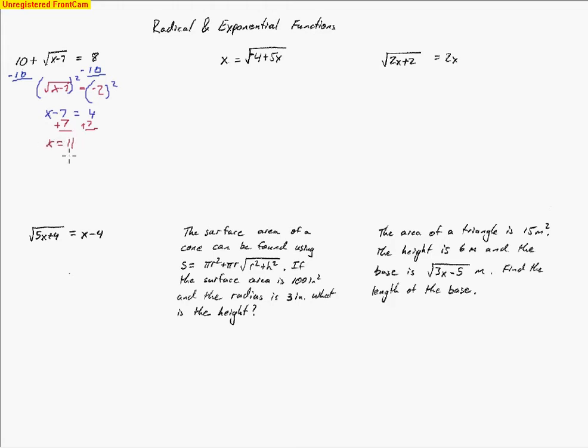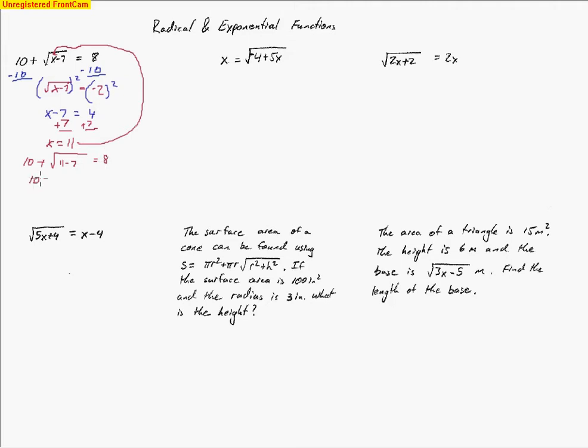So I did get a value of x, but whenever we square something on both sides or take a square root of both sides, we should always check our answer to make sure it makes sense. So let's take this 11 and let's substitute it back in for the x. So when we do that, we have this 10 plus, and then we go ahead and do 11 minus 7, and we see if it equals 8 or not.